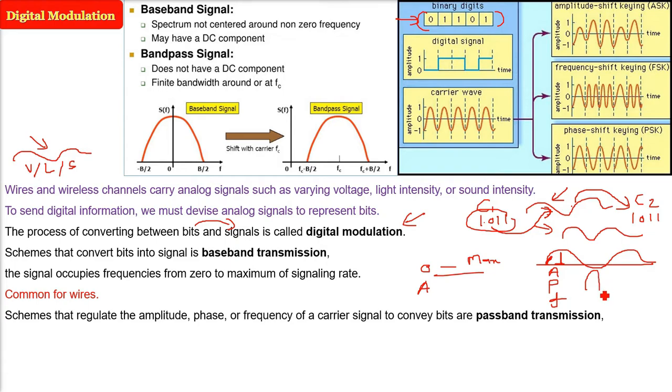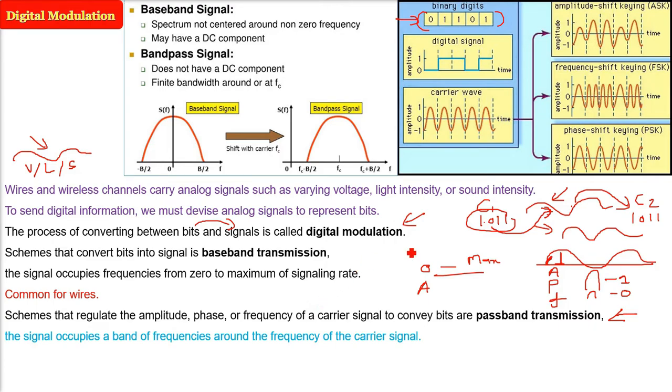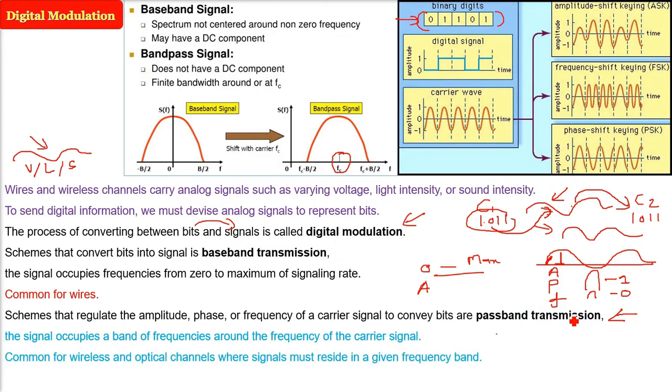You understood the difference between baseband transmission and passband transmission? So these are the schemes where we are varying the amplitude, phase and frequency of the carrier signal in order to represent the bit. In this passband transmission, the signal will occupy a band of frequency around a central frequency, and this frequency will be of the carrier signal. Right? This is very common for the wireless and optical channels, where the signals have to reside in a given frequency band.